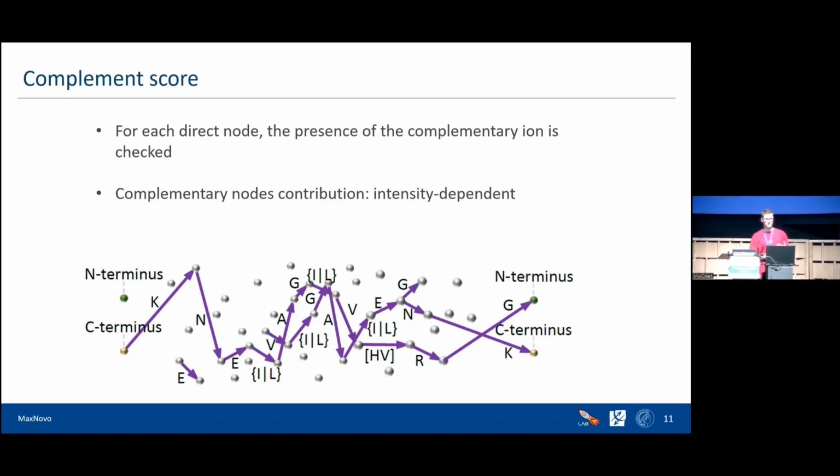This complementary B ion or B node will be contributing to the score in the same intensity-dependent manner as nodes in the direct path. Meaning, if it's prominent, it will be rewarded. If it's noisy, it will be penalized.